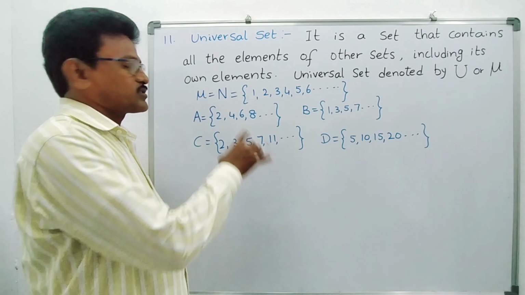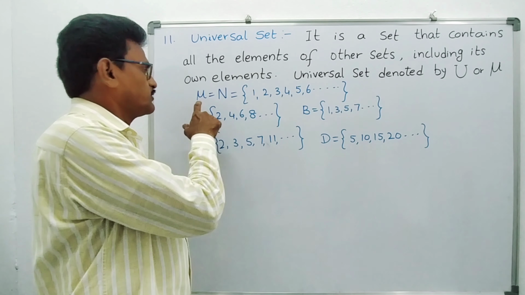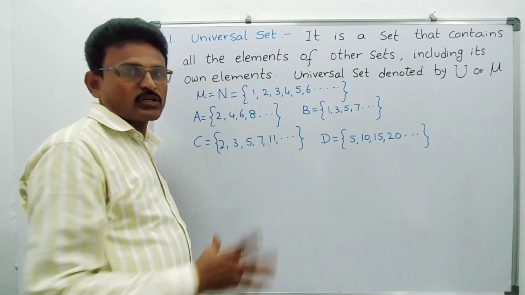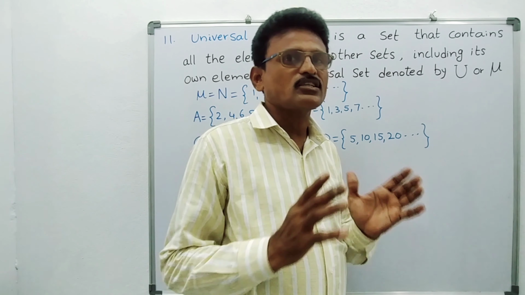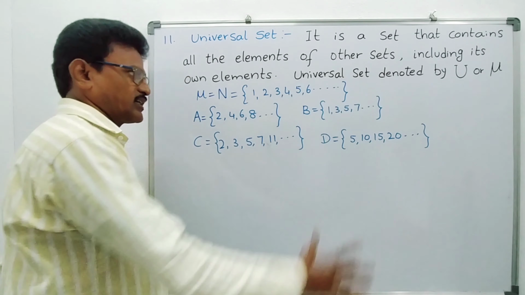Right. Suppose, for example, I am considering the universal set as the natural number set: 1, 2, 3, 4, 5, 6, and so on. All these we take as the universal set. Okay, total numbers are there.